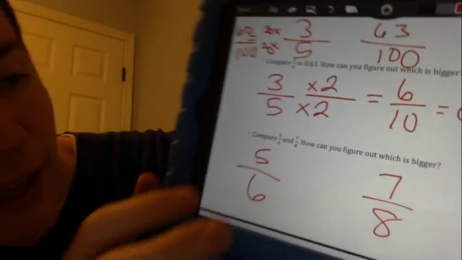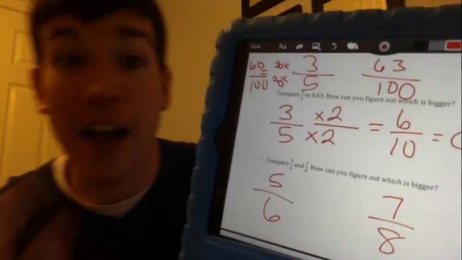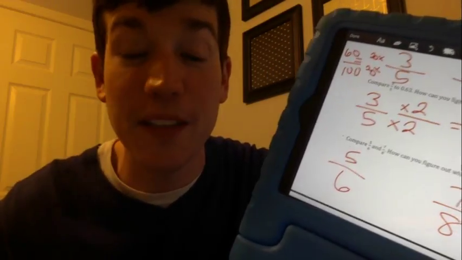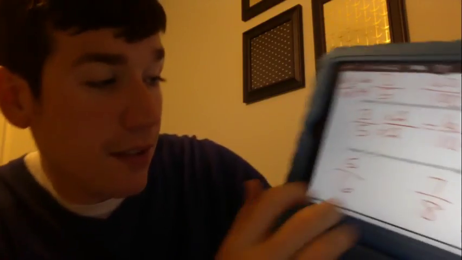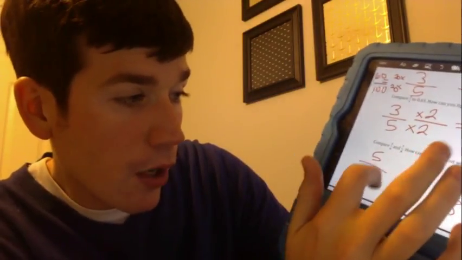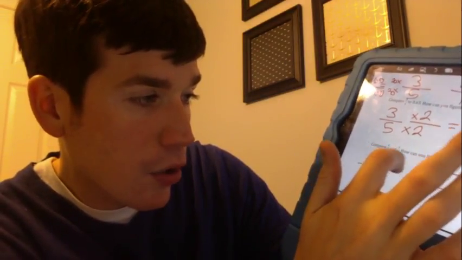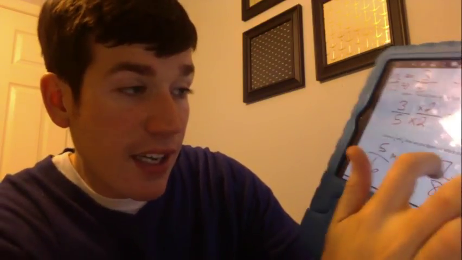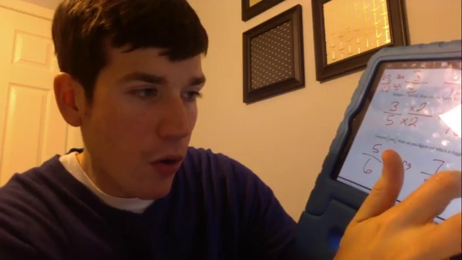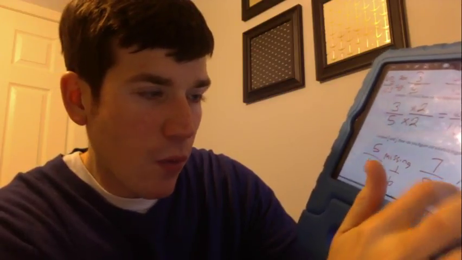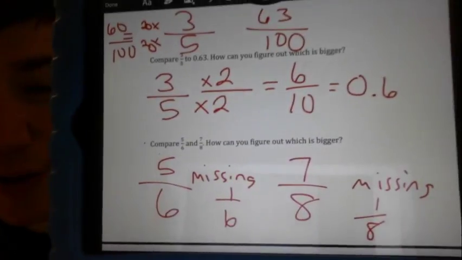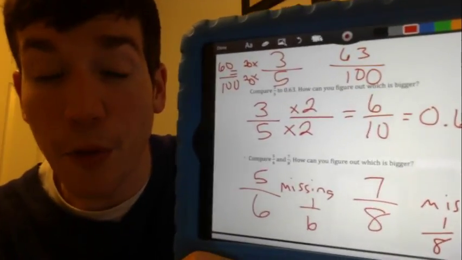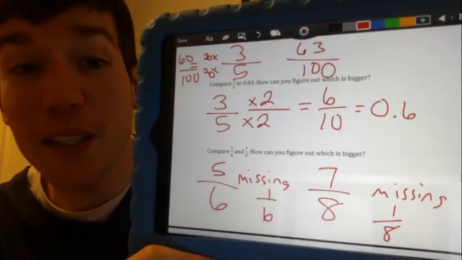Now, what I mean by that is that 5/6 is 5 out of 6. Think of a pizza. That means you have 5 out of the 6 pieces that you would need for a pizza. So here you are missing 1/6. And here, in order to be a whole, you're missing 1/8. Now, keep in mind that you're only missing one piece in both of these, but the piece you're missing is different.